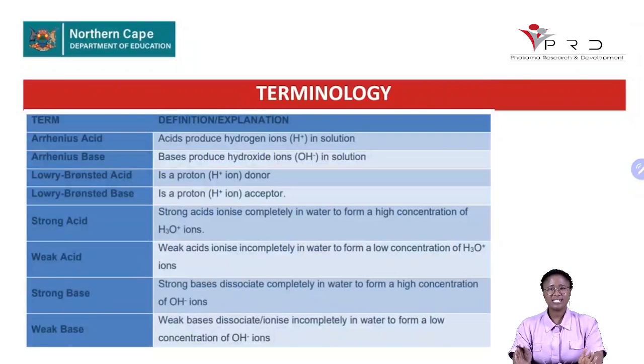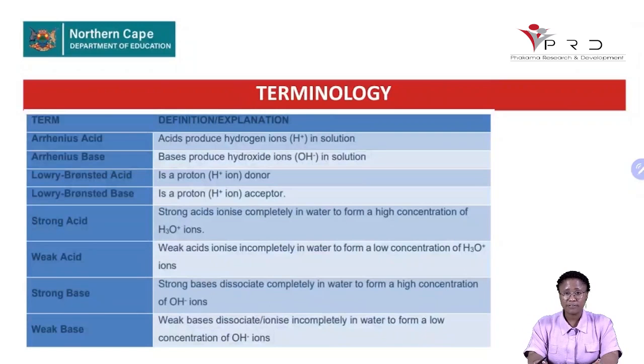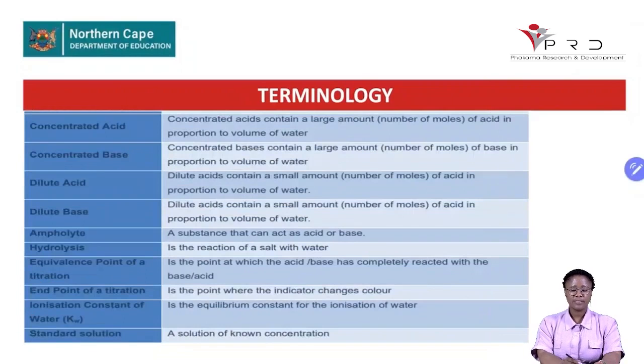So let us now look at the terminology that you need to know when you are dealing with this chapter. I'm not going to read through all the definitions. I'm just going to indicate that you must know how to define an acid and a base according to Arrhenius, and according to Lowry, you need to know how to define the acid and the base. You need to know what is a strong acid, a weak acid, a strong base, and a weak base. And you should also know how to define a concentrated acid as well as a concentrated base, and a dilute acid as well as a dilute base. You should also remember an ampholyte. It is a substance that can act as both an acid and a base.